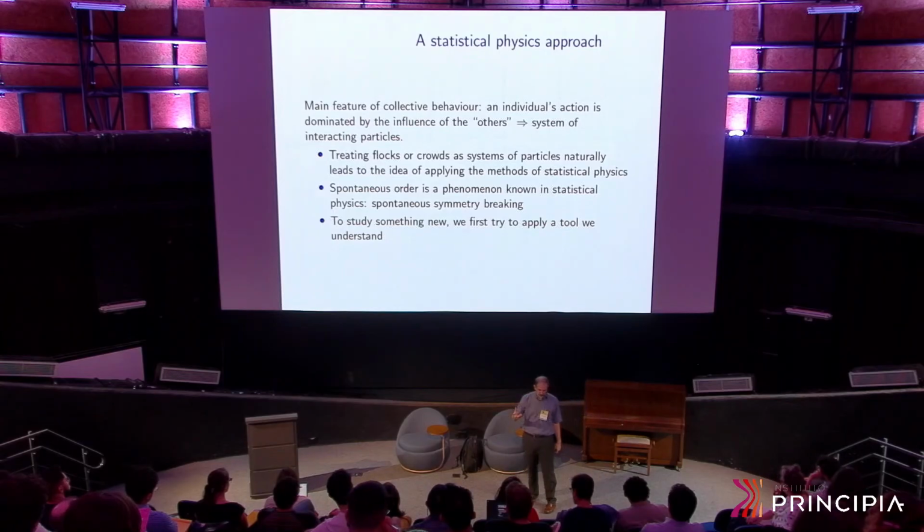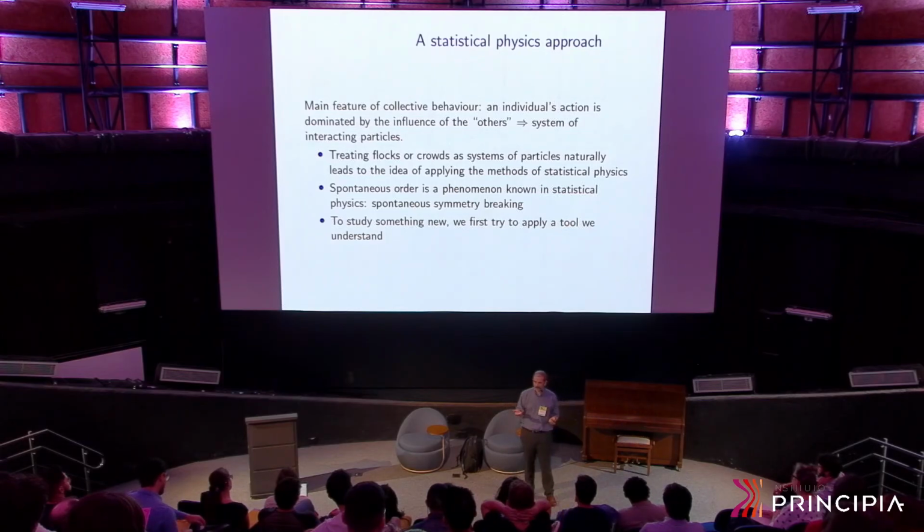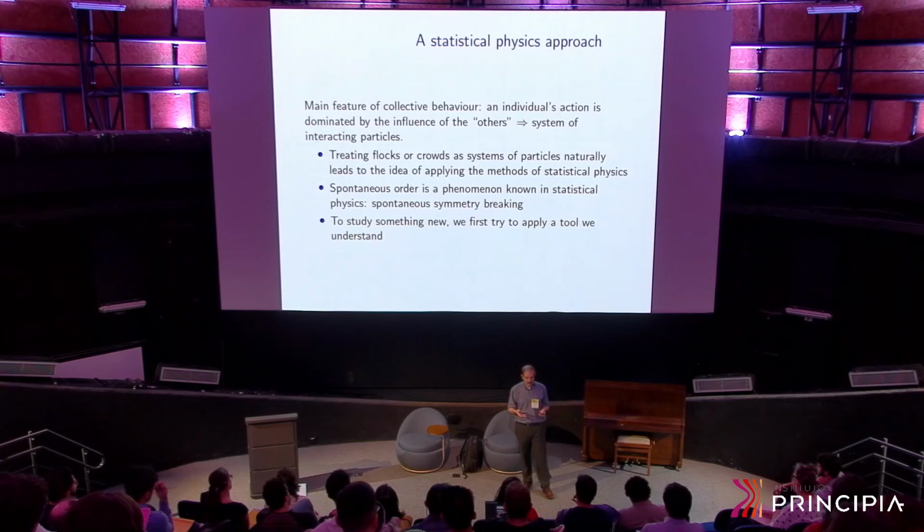So the idea that the groups, the animals, are particles that interact leads to a kind of modeling we are quite used to in statistical physics, which is the problem of treating interacting particles. Okay, so then we say, this is a system of interacting particles. Let's do statistical physics with it.